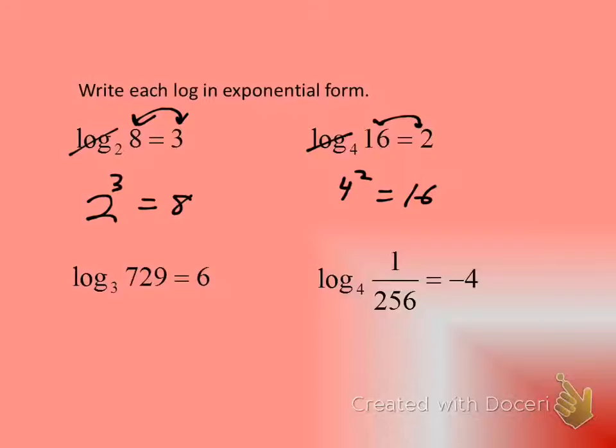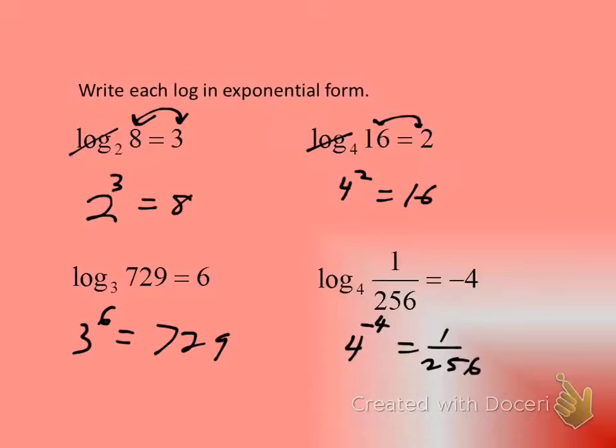For the bottom one, I'll go ahead and do this one first. Even though it's a negative exponent, all the question is asking you to do is switch the form, not evaluate or clean up the negative. So 4 to the -4th equals 1 over 256. Go ahead and figure out what the last one would be. Okay, hopefully you put down 3 to the 6th power equals 729.